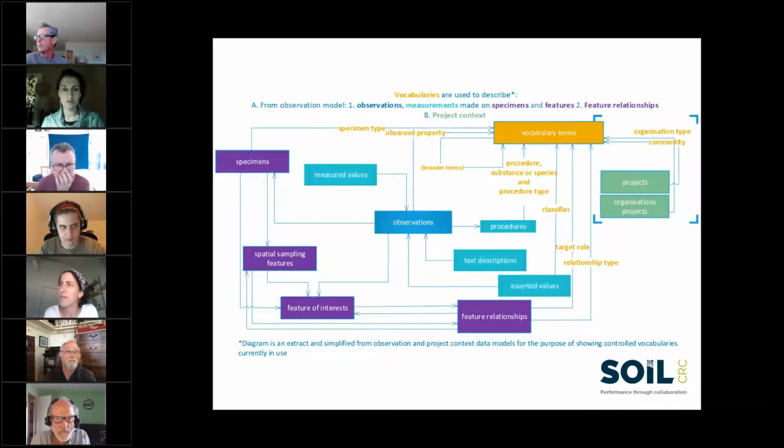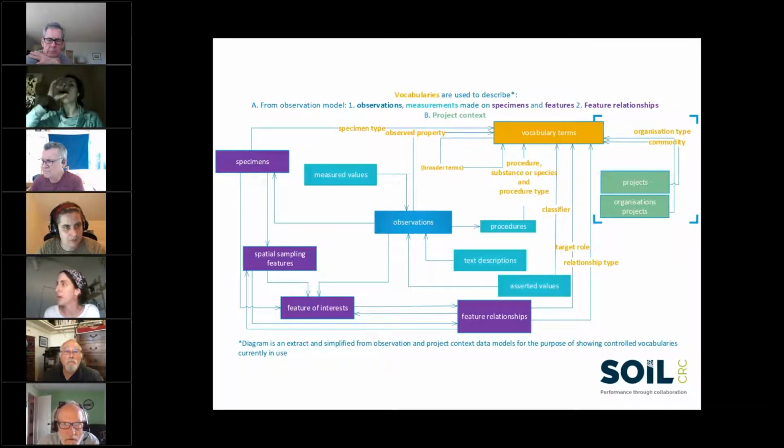Often they don't say what the specimen is, so we map to the observations as features of interest. And features of interest do have vocabulary terms, as do spatial sampling features, so what is sampled spatially has a vocabulary term as well. And then we relate those features to each other over space and time, describing the relationship type and the relationship roles. So the role of the target, and those roles between features, between soil features, features of interest and spatial features, are kept in the vocabulary tables as well.